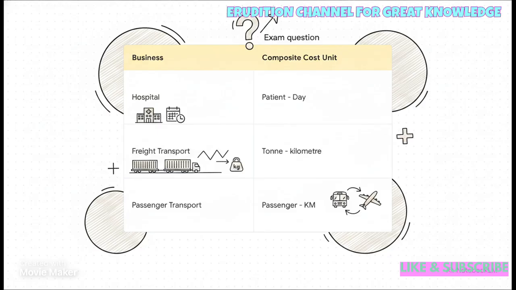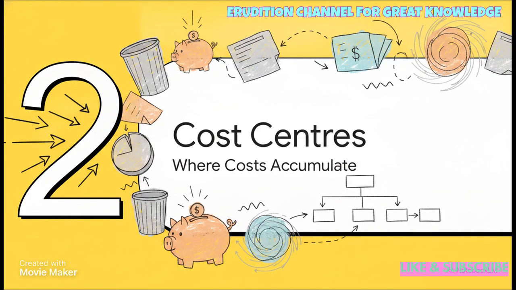You've really got to visualize this 2-part structure because, trust me, it is a prime target for those multiple choice questions on your exam. Understanding this proves you get why composite units are absolutely crucial for improving cost control in service organizations. Moving right along to Section 2, cost centers, where costs accumulate.